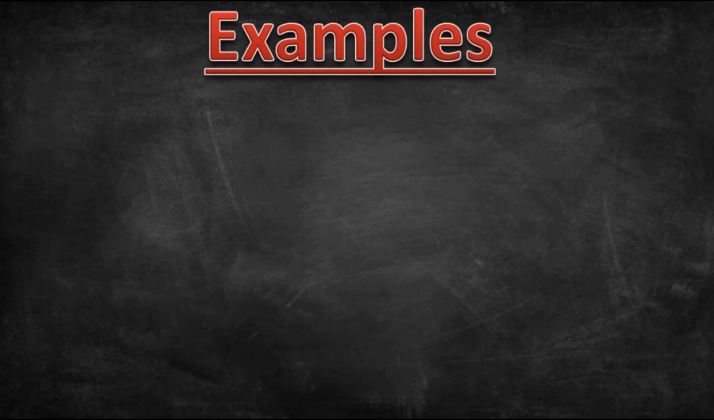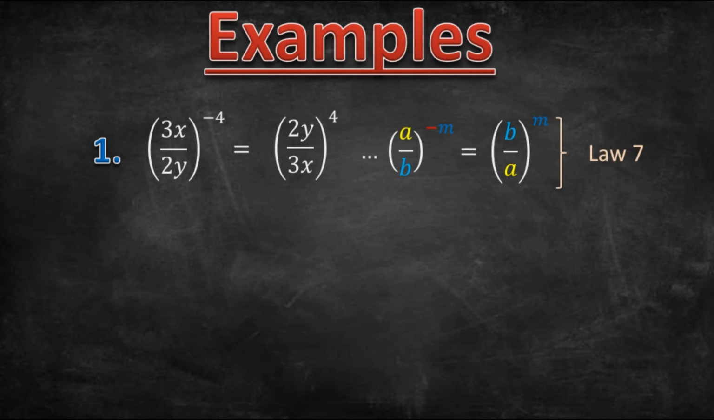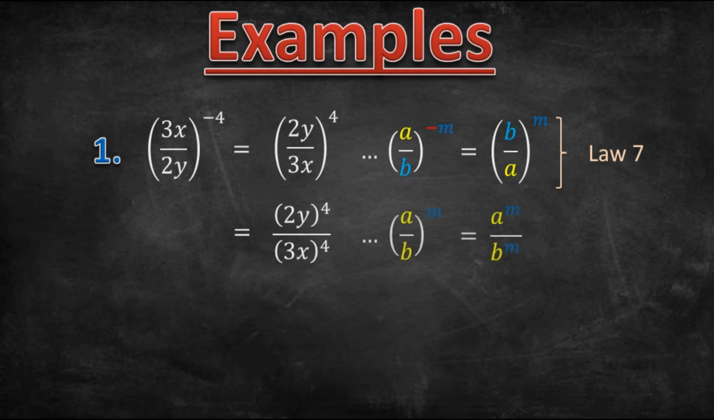In the first example on using law 7, we have 3x over 2y all to the negative 4. Applying law 7, we can invert the fraction, so we get 2y over 3x, and then the power becomes positive. So it's 2y over 3x to the positive 4, and this is using law 7. Now we can apply law 4, which says we can apply the power outside the brackets to both the numerator and the denominator. So we have 2y all to the 4 over 3x all to the 4.